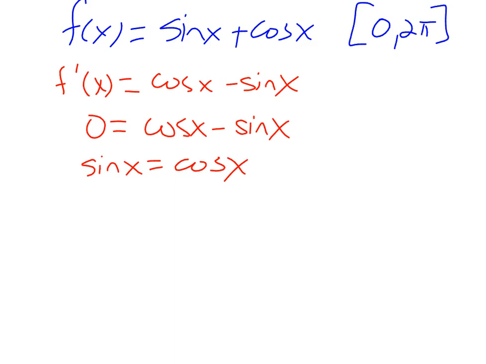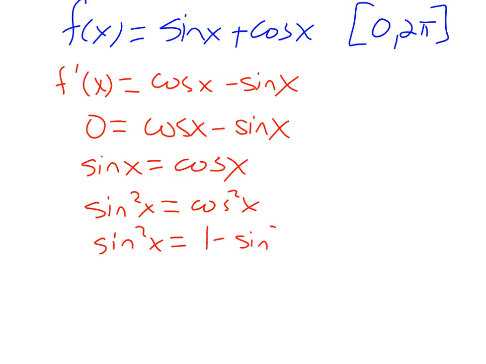I know that sine x doesn't have a trig identity unless it's squared. So here I'm going to square both sides and get sine squared of x equals cosine squared of x. Agreed? It doesn't matter which one you do, but I'm going to get rid of this cosine squared on this side. Isn't it true that this is equal to 1 minus sine squared of x? Agreed?